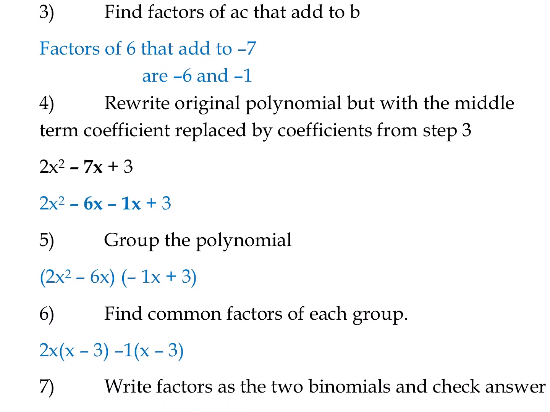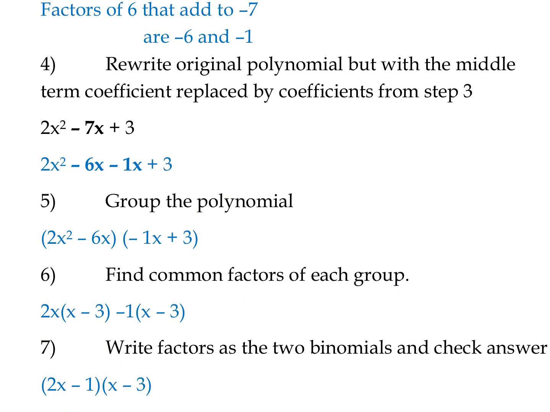Now we're going to take the negative 6 and negative 1 and rewrite the original polynomial. Instead of a negative 7x in here, we're going to replace it with the negative 6 and negative 1. So we're going to have 2x squared, stay the same, minus 6x minus 1x plus 3. You'll note this is the same thing. What's in bold here? These are the same. Minus 7x is the same as negative 6x minus 1x. But it allows us to factor by grouping the polynomial. We're going to group the first 2 terms in parentheses. We're going to group the second 2 terms in its set of parentheses.